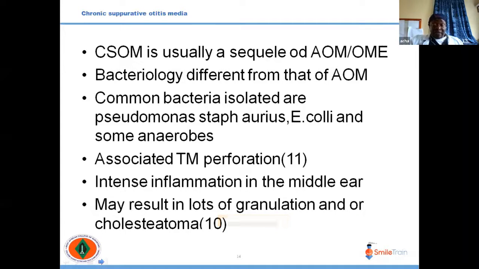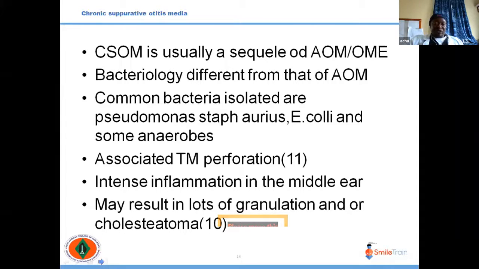You give it twice a day, morning and evening, and before you instill it, you instruct the patient that they need to clean the ear before they instill the ear drop. That is done for between 1 week and 10 days. When the ear becomes dry, we normally do a pure tone audiogram to assess the hearing level of the child. After the hearing level is assessed, we go ahead and do tympanoplasty.